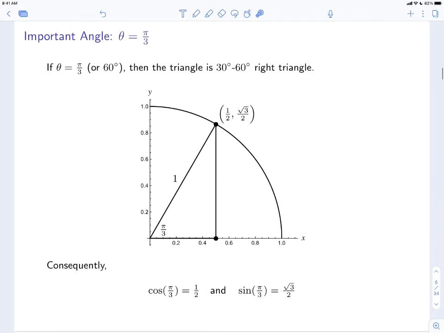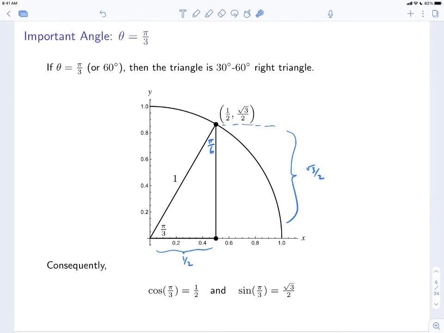Another important angle is pi over 3, which is 60 degrees. Well, in this case, you still have a 30, 60-degree right triangle. It's just that now the shorter leg is along the x-axis. So the shorter leg has length 1/2, and the longer leg has length square root of 3 over 2. So that tells us what the x and y coordinates are. So the x-coordinate is 1/2, and the y-coordinate is square root of 3 over 2.